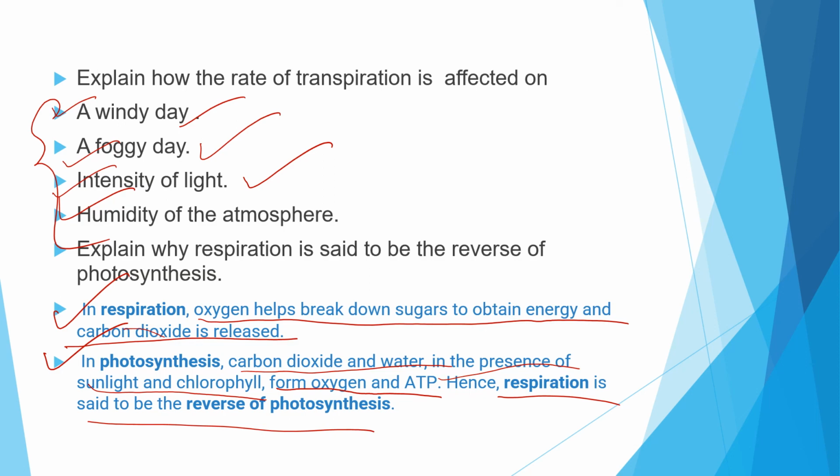So in respiration, oxygen helps to break down sugars to release energy and carbon dioxide, whereas in photosynthesis, carbon dioxide and water in the presence of sunlight and chlorophyll form oxygen. So respiration is the reverse of photosynthesis.